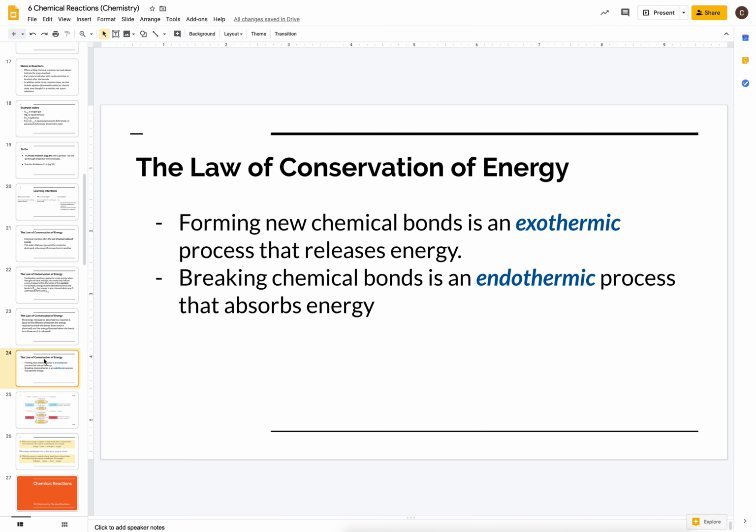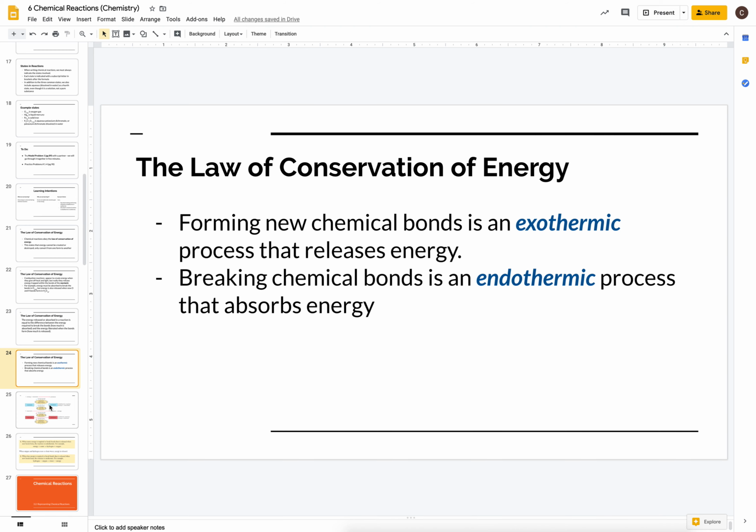Forming new chemical bonds, releasing energy, is called an exothermic process. Exo means out, so exothermic means outwards heat, because energy is moving out into the environment. Whereas breaking the chemical bonds in the reactants is an endothermic process. Endo meaning in, so inward energy. Energy is being taken into the chemical.